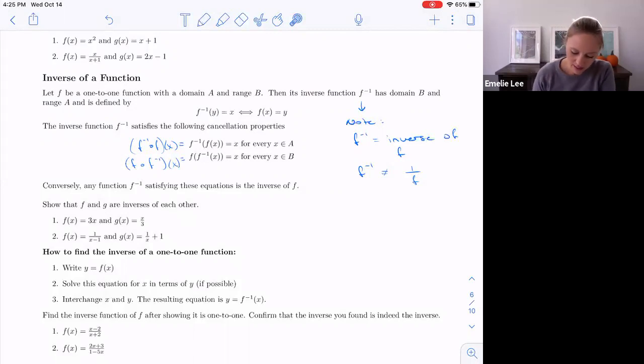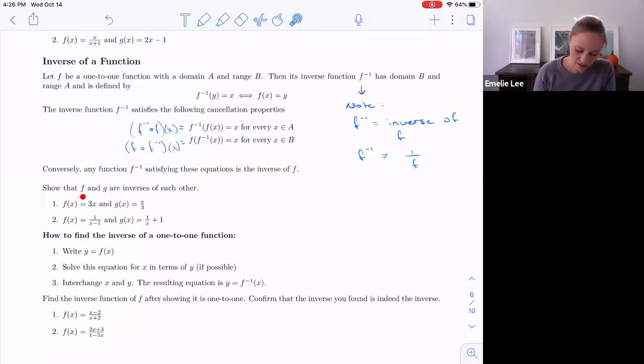So what we're going to do is we're going to use these cancellation properties to prove that something has an inverse or is the inverse of the other function. That's where we're going to start. And then eventually what we're going to land on is I ask you, find the inverse of this thing, which means you have to show that it's one-to-one in order to be invertible. Then you're going to find the inverse, and then you're going to show me that it is the inverse using these properties, right? So if you're able to show that the inverse composed with the function is equal to x, and the function composed with the inverse is also equal to x, then they're the inverse of each other. And then, of course, any function satisfying these equations is the inverse of f.